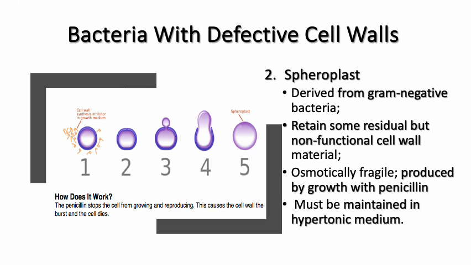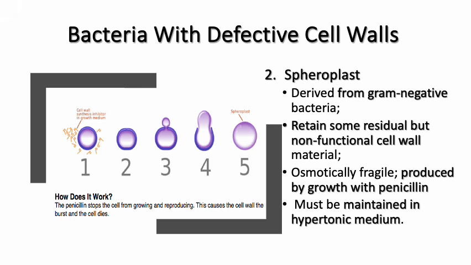So another form is your spheroplast. It refers to gram-negative bacteria that lose their cell walls. The major difference is that protoplasts have a single membrane surrounding them, in contrast with spheroplasts, which have two membranes surrounding them. Okay? Because gram-negative bacteria have outer and inner membranes.